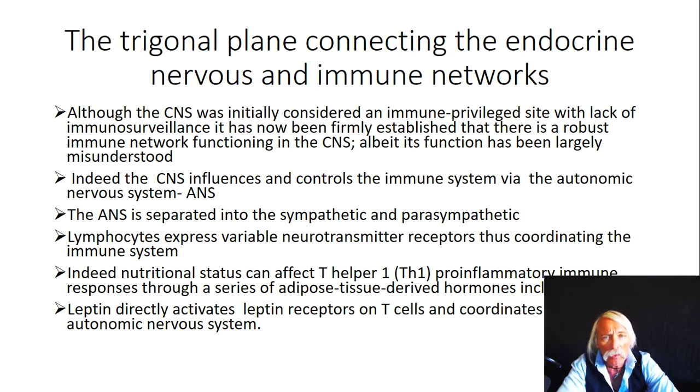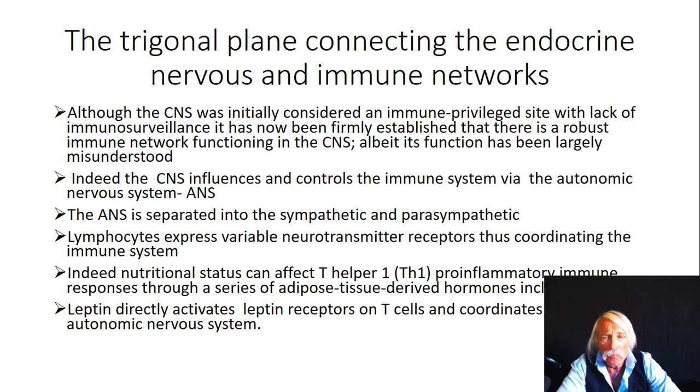Although the central nervous system was initially considered to be immune privileged, way up until really the 70s and into the 80s, with a lack of immunosurveillance, it has now been firmly established by scientific evidence that there is a robust immune network functioning in the CNS, albeit its function is still really misunderstood. What's it doing there? Probably not involved in getting rid of pathogens, right? Because you don't have a whole lot of bacteria or virus or fungi in the brain. Okay, so that's not the case. So what is it doing there, right? All right, that's what we're going to talk about.